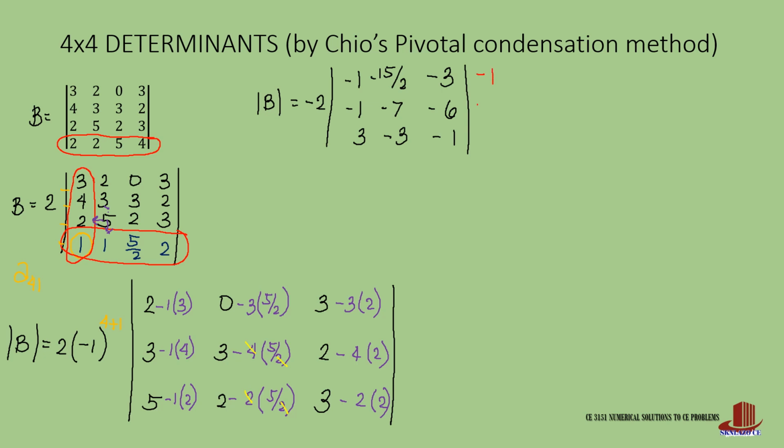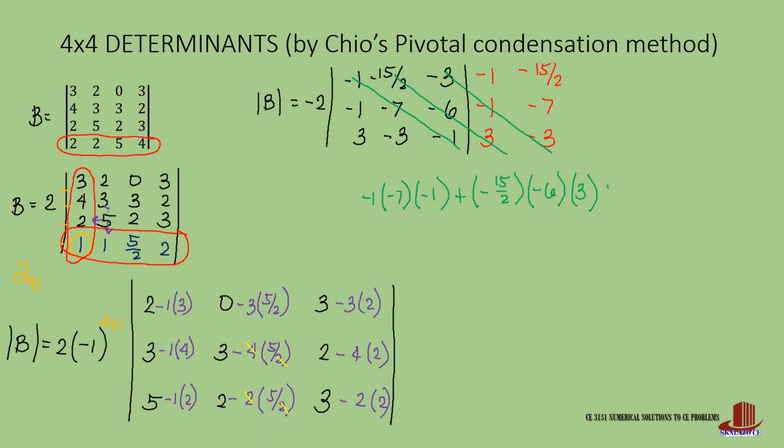Let's have Sarrus reflection. Then take our positives. That would be negative 1 times negative 7 times negative 1 plus negative 15/2 times negative 6 times 3, and we would have negative 3 times negative 1 times negative 3.